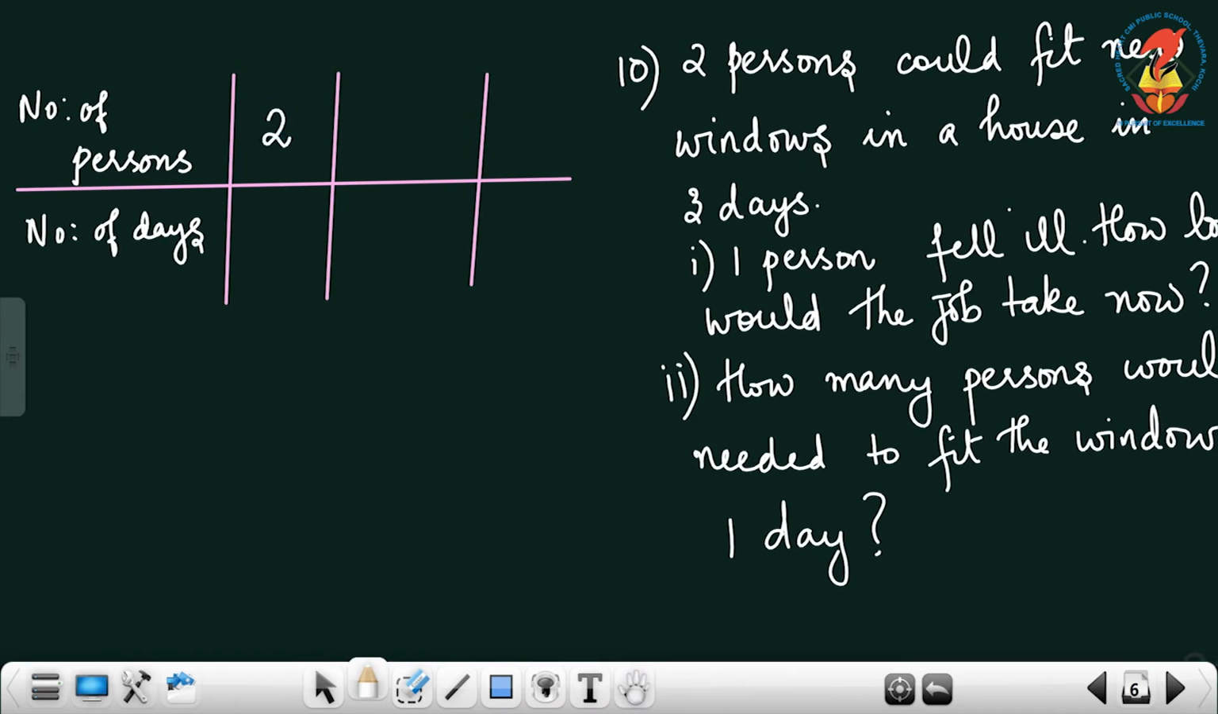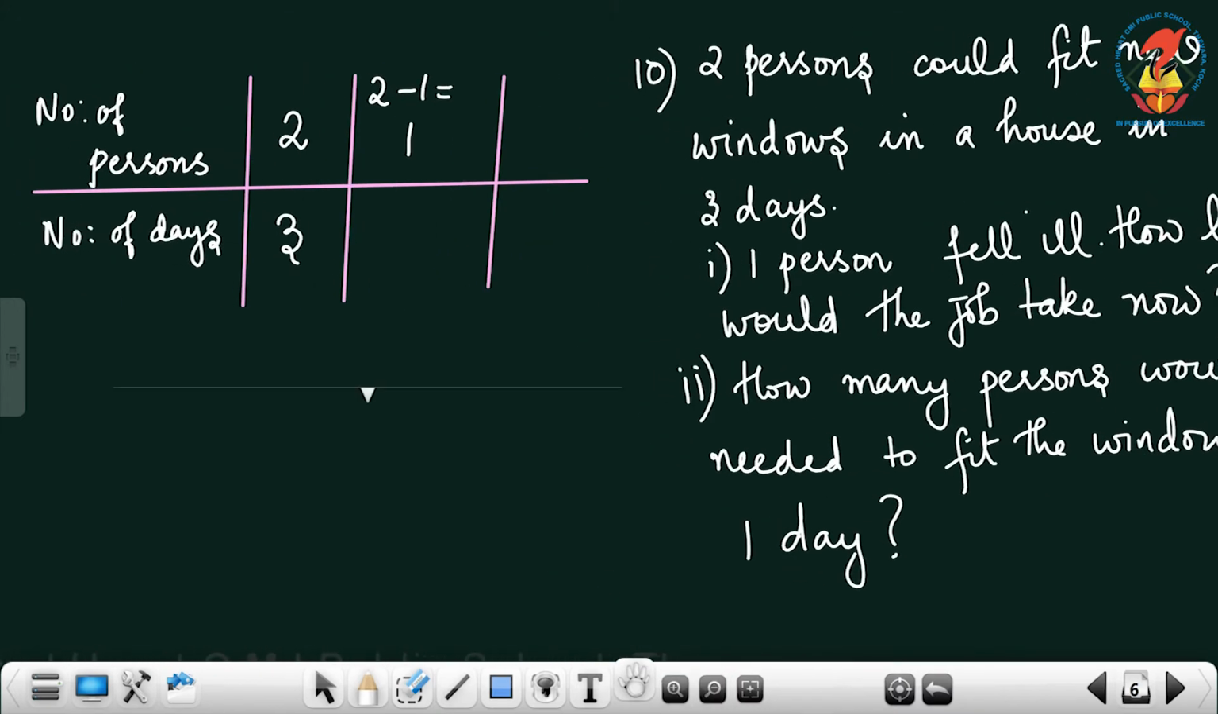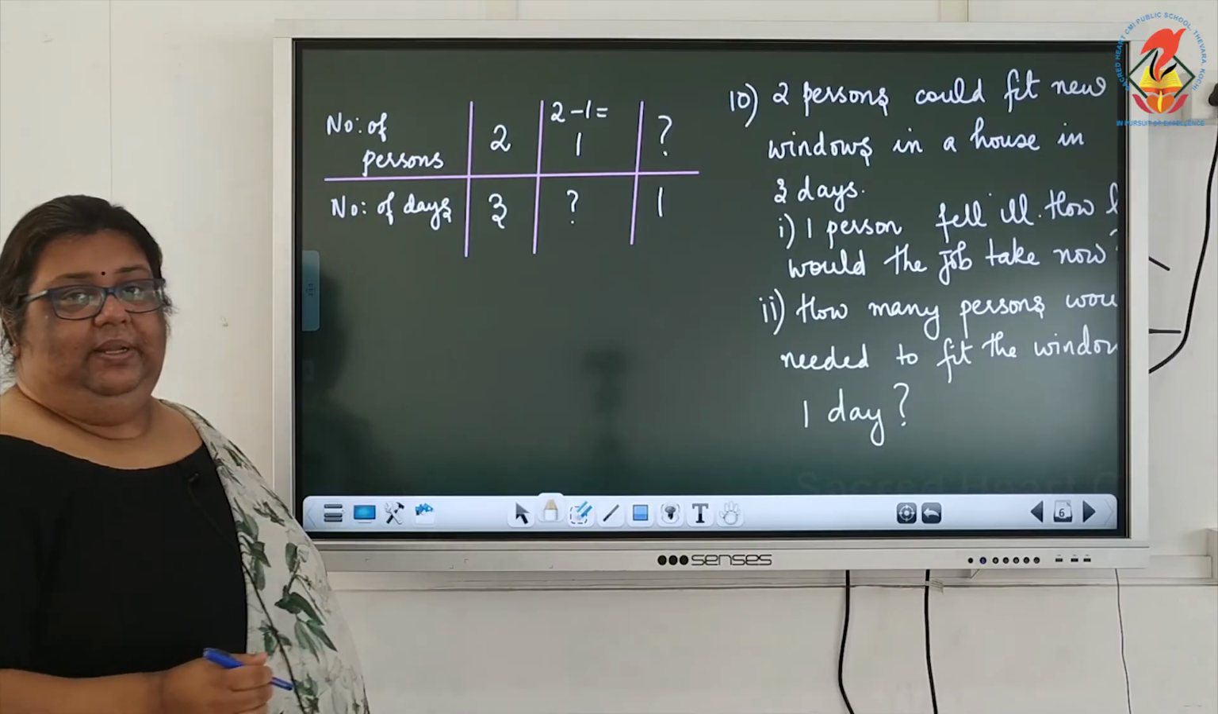Number of persons. 2 persons are required to fit a window for 3 days. But 1 person fell ill. When 1 person fell ill, how many persons are there now? There is only 1 person. How long would the job take now? How many days can the work be completed within if there is only 1 person? Second subdivision. How many persons would be needed to fit the window in 1 day? In one day, how many persons are required to complete the work?